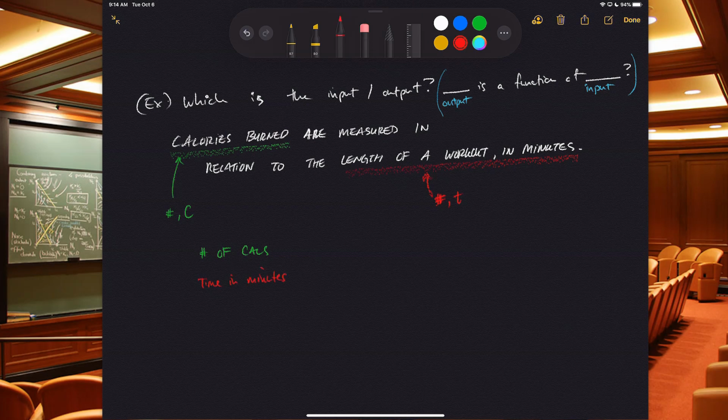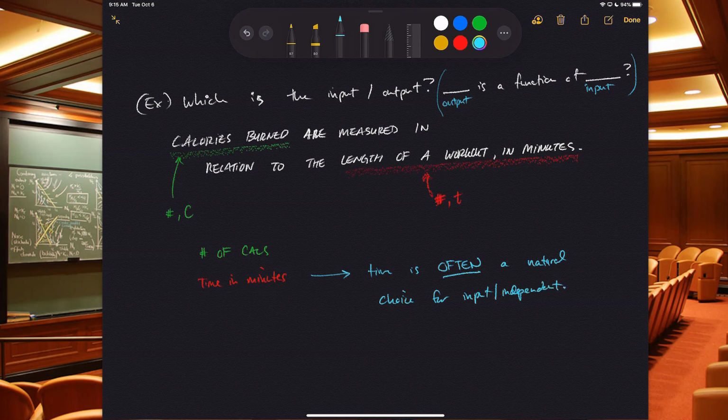And so the question is: is the number of calories a function of time spent during the workout, or is the amount of time during the workout a function of, or dependent on, the amount of calories burned? So it's more natural to see that time is often, I want to say this clearly because it's not always the case, often a natural choice for the input or independent variable.